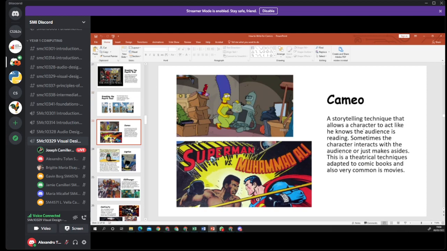Cameo appearances are very popular, especially with Stan Lee in most of the movies that he helped to create.